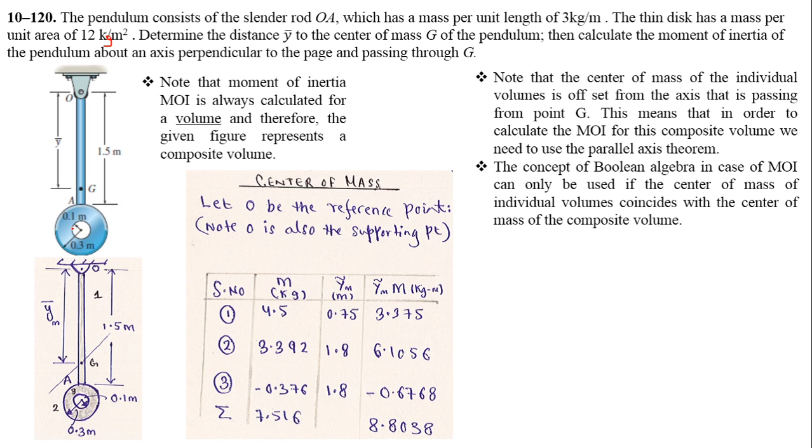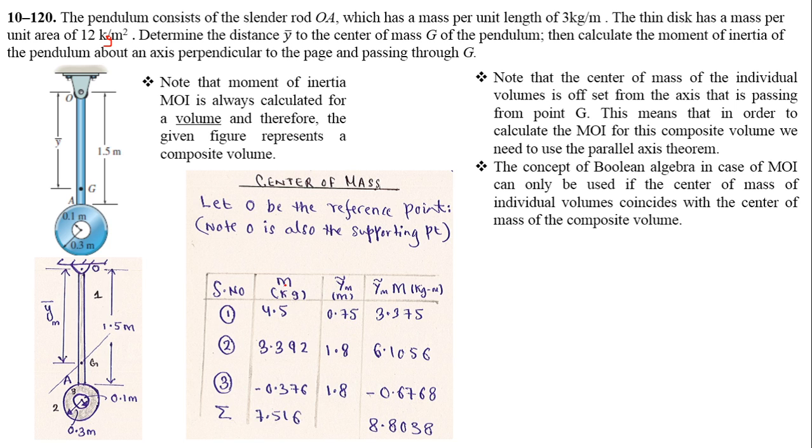So we calculate its area. The radius is 0.1. So again, pi times square of 0.1. Pi r square is the cross section area of the circle, the circular cross section area. So pi times 0.1 square into 12 gives you 0.376 kilograms, and with a negative sign because it is actually not present here.